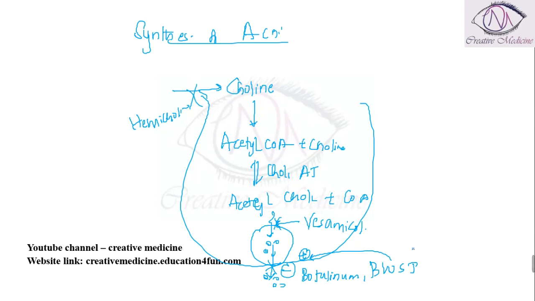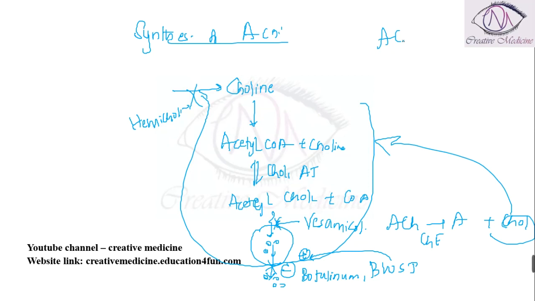Immediately after release, acetylcholine is hydrolyzed back to acetate and choline by the enzyme cholinesterase, and choline is recycled back. The specific cholinesterase is of two types. We have acetylcholinesterase can be of two types. We have true acetylcholinesterase. We have pseudo or butyrylcholinesterase. These two types are present in our body.